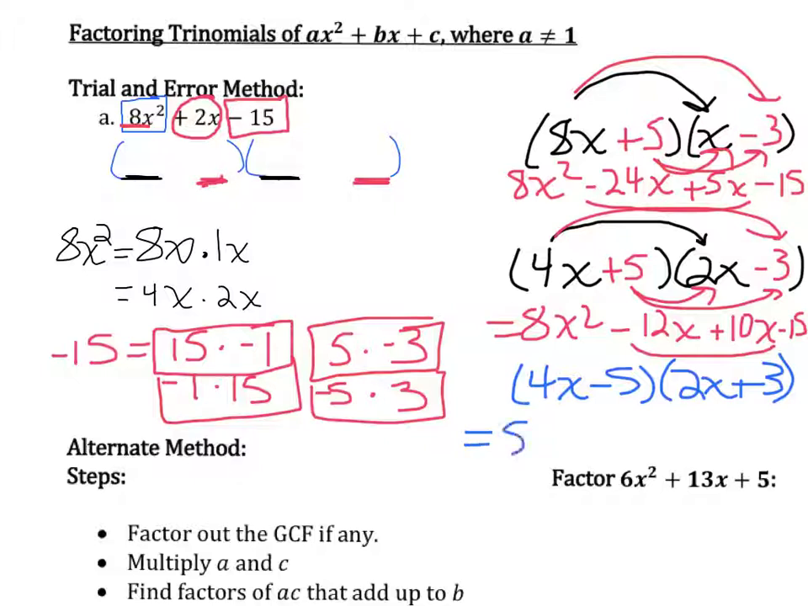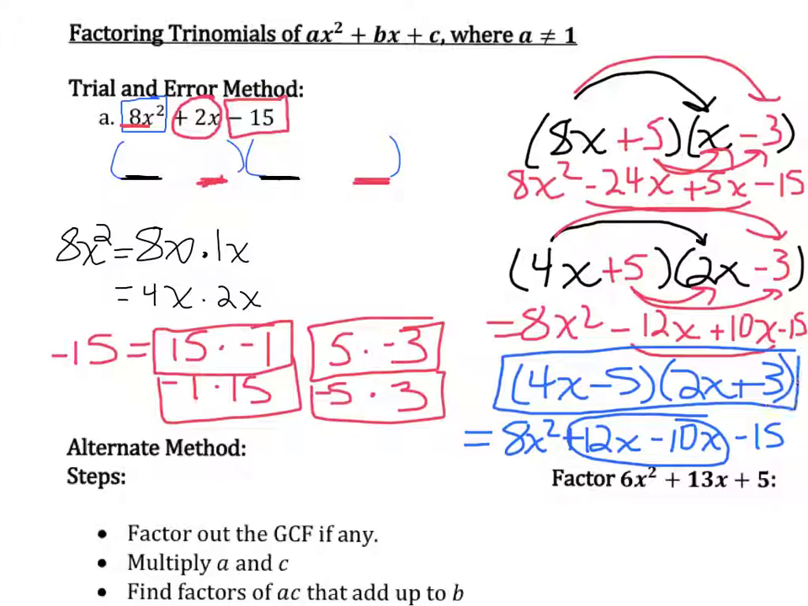But 4x times x is 8x squared. 4x times 3x is a 12x. Negative 5 times 2x is a minus 10x. And a negative 5 times 3 is minus 15, right? Notice that when I do combine these two terms, I do get the positive 2. Therefore, I have my answer here, okay?